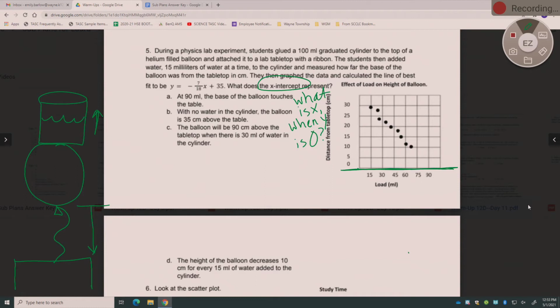So what they want to know is how much water has to get in here for the balloon to be 0 centimeters from the tabletop, right? When y is 0, that means we're at 0 distance. So they want to know how much water is it going to take for that balloon to be here instead.